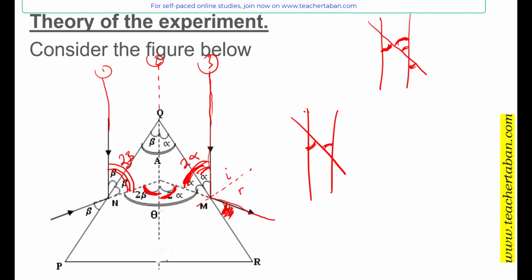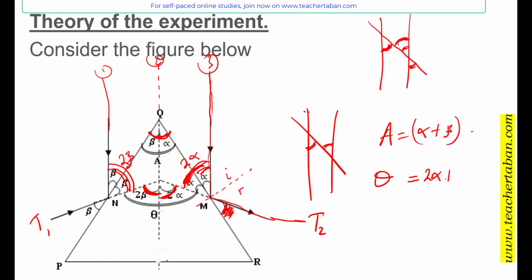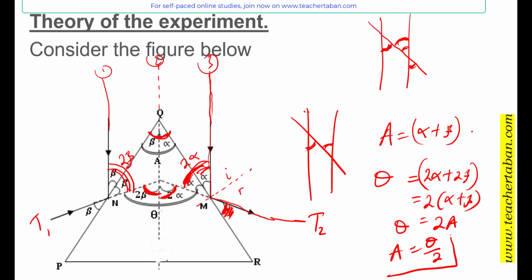So, after having seen that this is the refracting angle of the prism, that A is equal to alpha plus beta, and we know that our angle theta is the angle between the 2 telescope positions, then this angle theta is given by 2 alpha plus 2 beta from geometry, from what we have just seen there, and this is the same as 2 into alpha plus beta. This implies that this is the same as 2A. So therefore our angle A is equal to theta over 2. That is how it comes out.